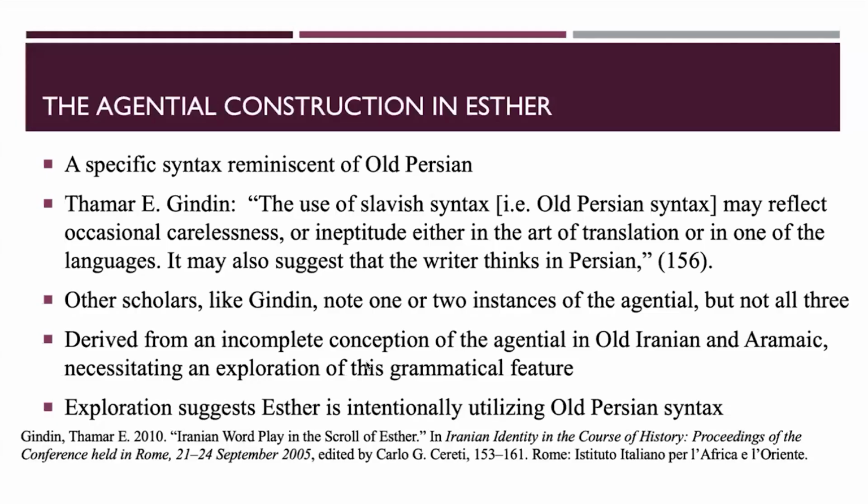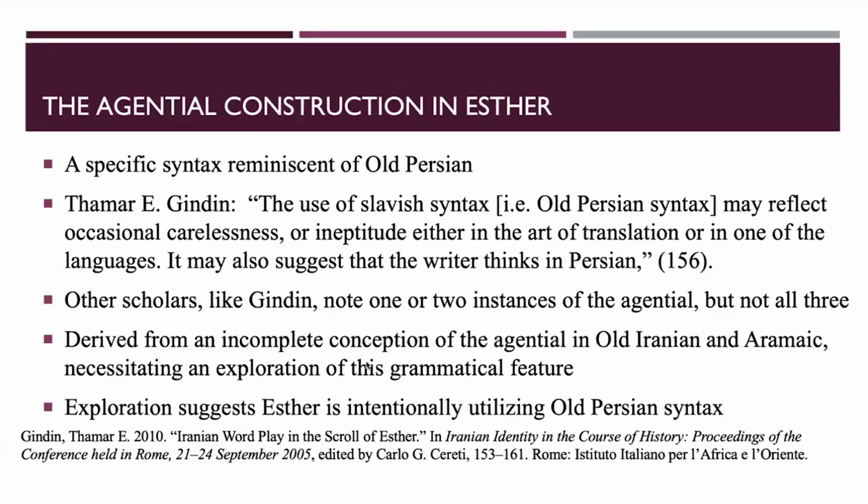Now, the agential construction. Tamar E. Gindin argues that there are two attestations of this construction in Esther, but attributes these devices to authorial negligence, writing, "The use of slavish syntax may reflect occasional carelessness or ineptitude either in the arts of translation or in one of the languages. It may also suggest that the writer thinks in Persian."